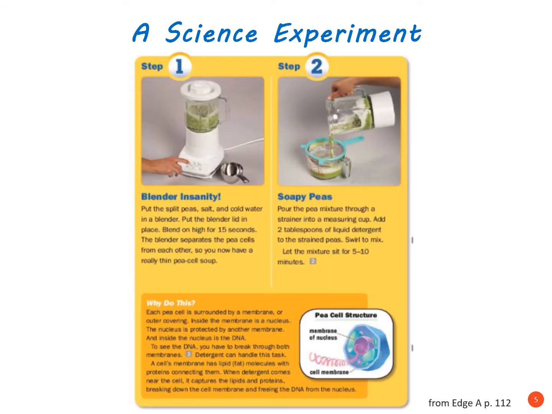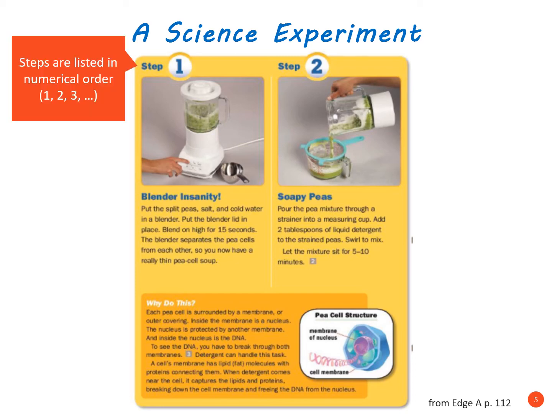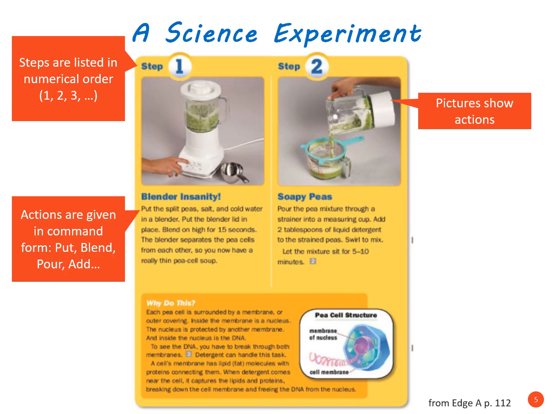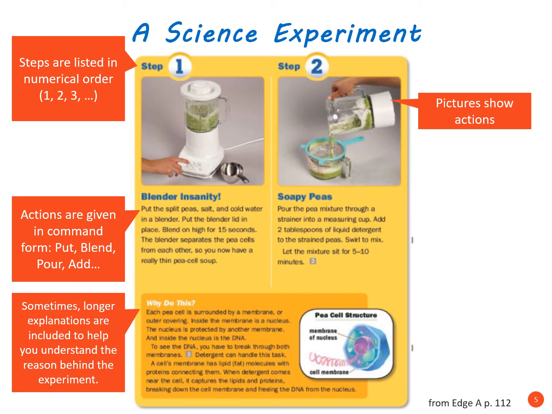After you receive the introduction, the purpose, and the materials and equipment, then you get to the steps of the experiment. Steps are listed in numerical order, step 1, step 2, so they're easy to follow. What also makes steps easy to follow is that there are usually pictures or simple drawings to show the actions. In terms of writing, actions are given in command form: put, blend, pour, add. Sometimes in an experiment, longer explanations are added to help you understand the reasons behind the experiment. You might also find additional illustrations just to make the procedure or the process even clearer.